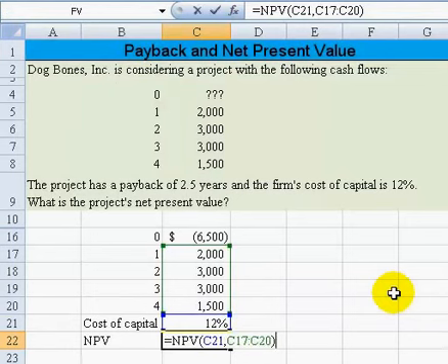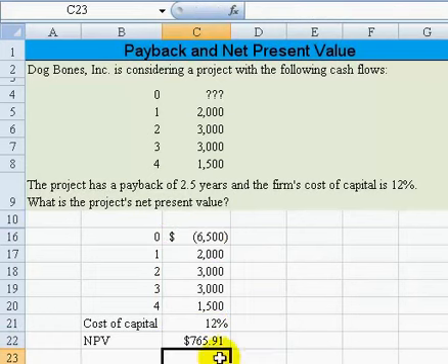Okay, but then we have to hit F2 and add in the beginning cash outflow. And right there is the answer we're looking for. I'll bold that. The net present value of this problem is $765.91. Now, this problem could have been given in millions or thousands, so that could represent 765,000 or almost 766,000 if the dollars were given in thousands.